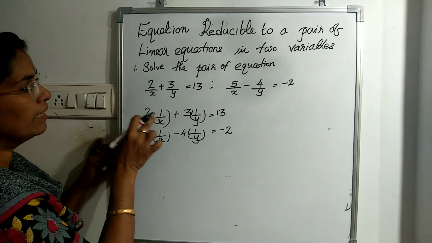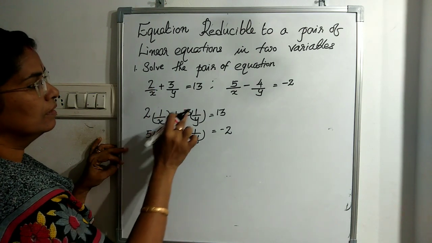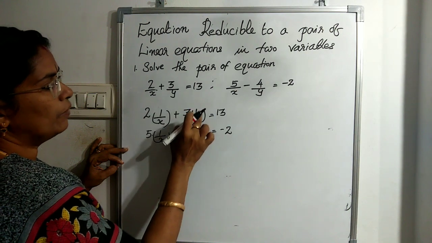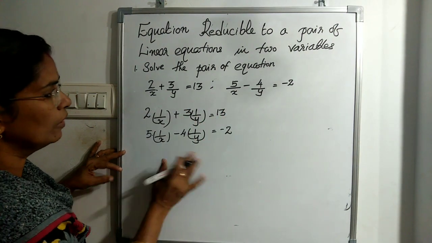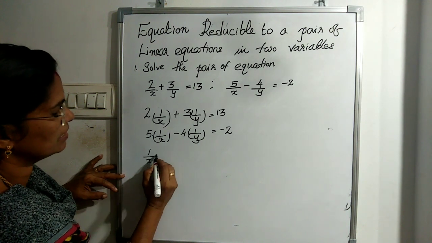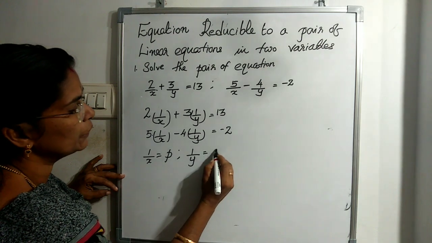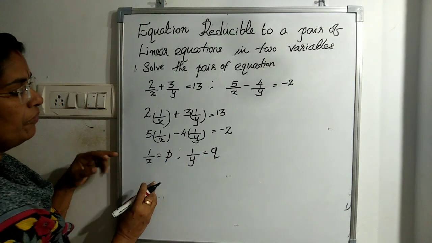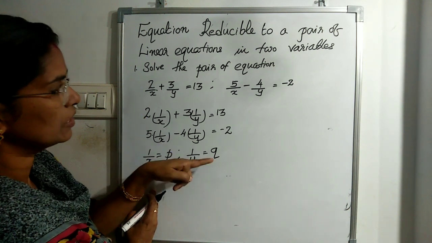Only we are changing like this: 2 by x as 2 into 1 by x, 3 by y as 3 into 1 by y. Here also we are doing the same method. Now we are substituting 1 by x is equal to p and 1 by y is equal to q. Now we substitute p instead of 1 by x, and q instead of 1 by y.